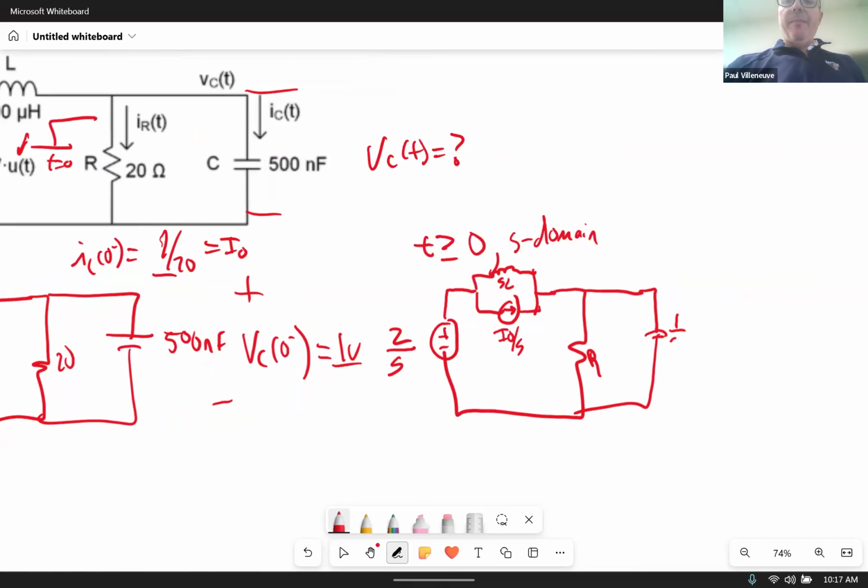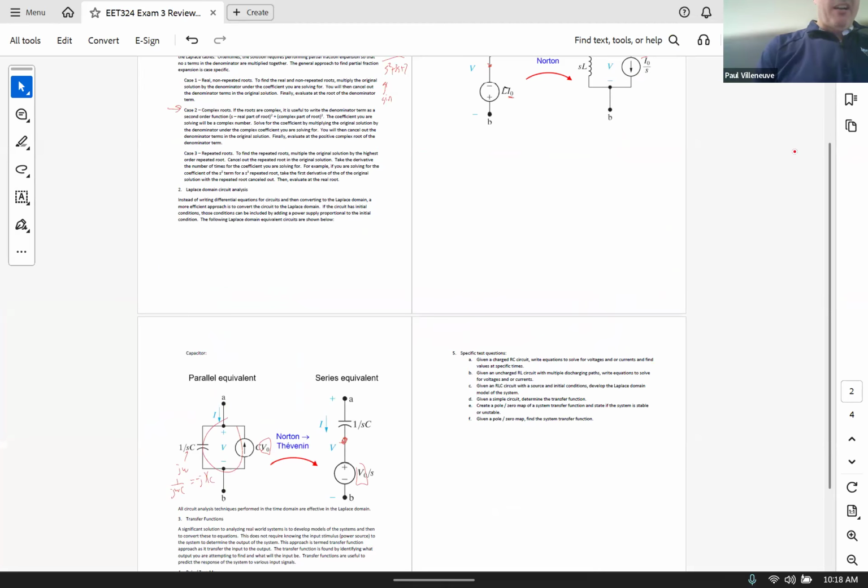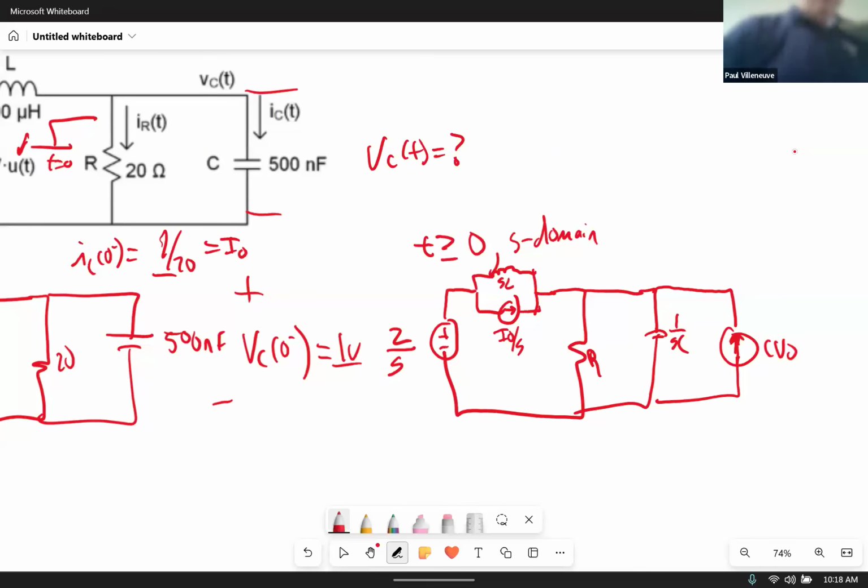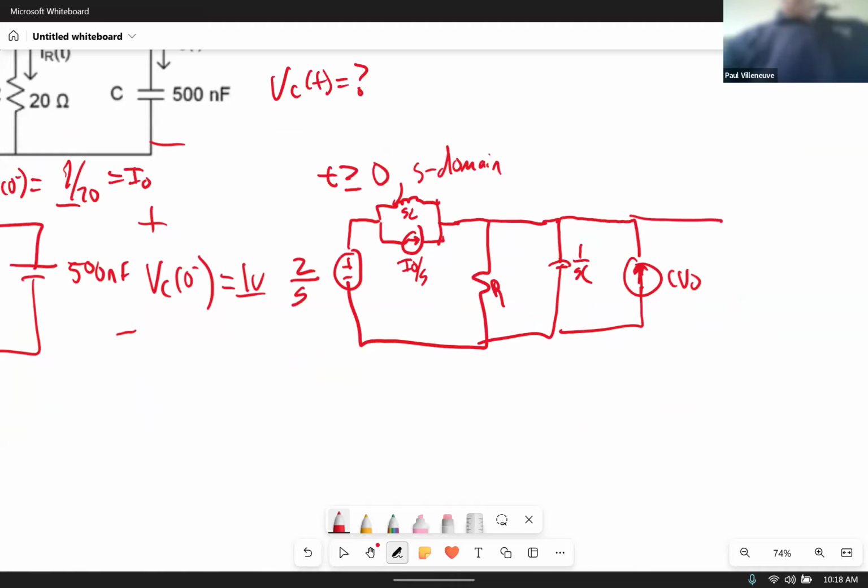That's 1 over SC. And then I have C times V0. Now, somebody might be asking, hey, Paul, why did you put the arrow going up instead of down? How do you know the direction? Because if you look over here, I've got a plus to minus voltage in that direction. And my initial condition said this was plus to minus in that direction of 1 volt. So if I want the positive to negative to be consistent with the two, I'm going to go ahead and draw it that way. And this is VC of S.